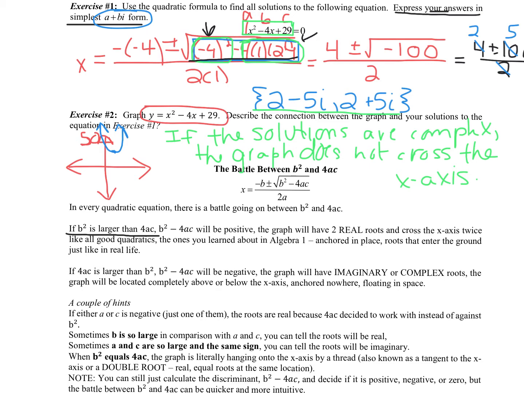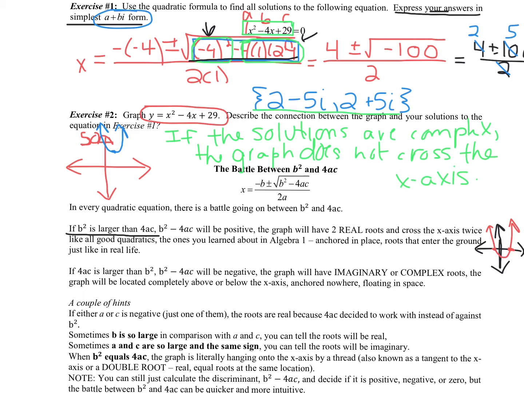Anchored in place, roots that enter the ground, just like in real life. So we call those spots that it crosses roots, because it's almost like you have a plant here and it's rooted or anchored to the ground at the x-intercepts. Now most quadratics, unless your teacher showed you a counterexample in Algebra 1, always cross twice.